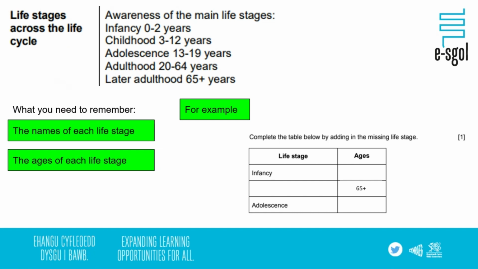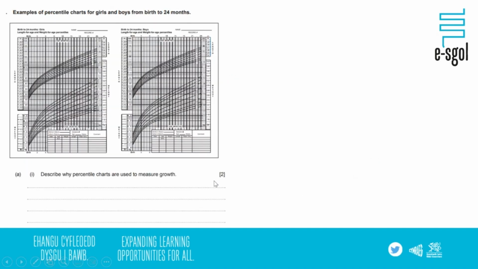Okay, so based on this information that we have from the syllabus above, obviously infancy, then I would be expecting to put 0 to 2 years of age in that box. Okay, for 65 plus, I would be looking for later adulthood, and then for adolescence, it's 13 to 19 years of age.